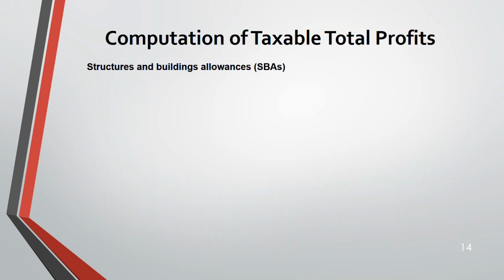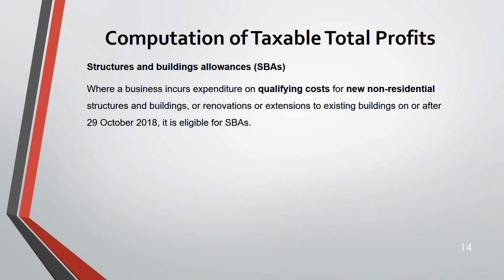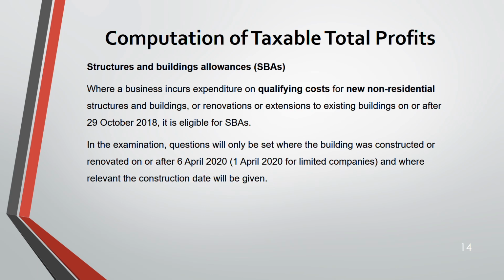Next, structures and buildings allowances. Here, when a business incurs expenditure on qualifying cost for new non-residential structures and buildings, or renovations or extensions to existing buildings, on or after 29th October 2018, you are eligible for SBA. In examination, questions will only be set where the building was constructed or renovated on or after 6 April 2020. Remember, 1st April 2020 for limited companies. And where relevant, the construction date will be given. That means you will be given SBA because it's after 29 October 2018.